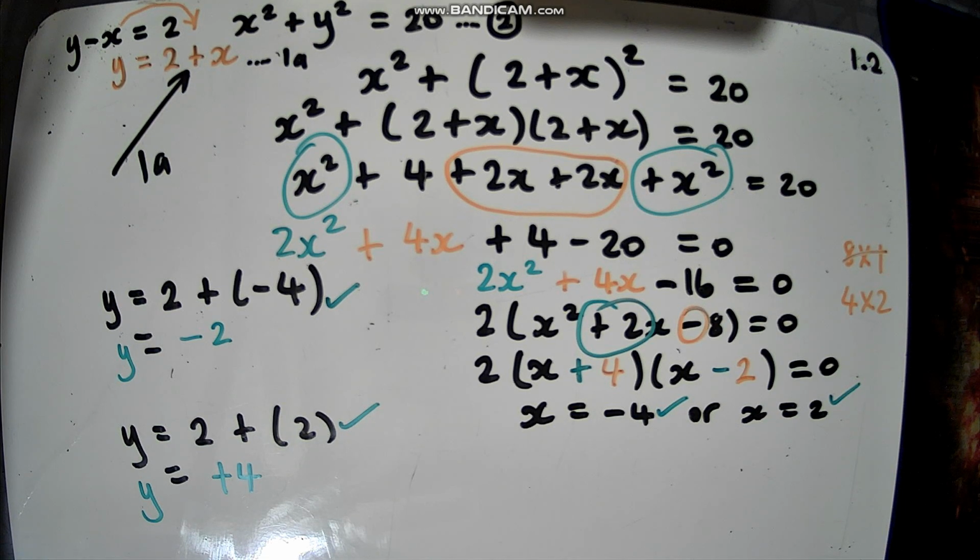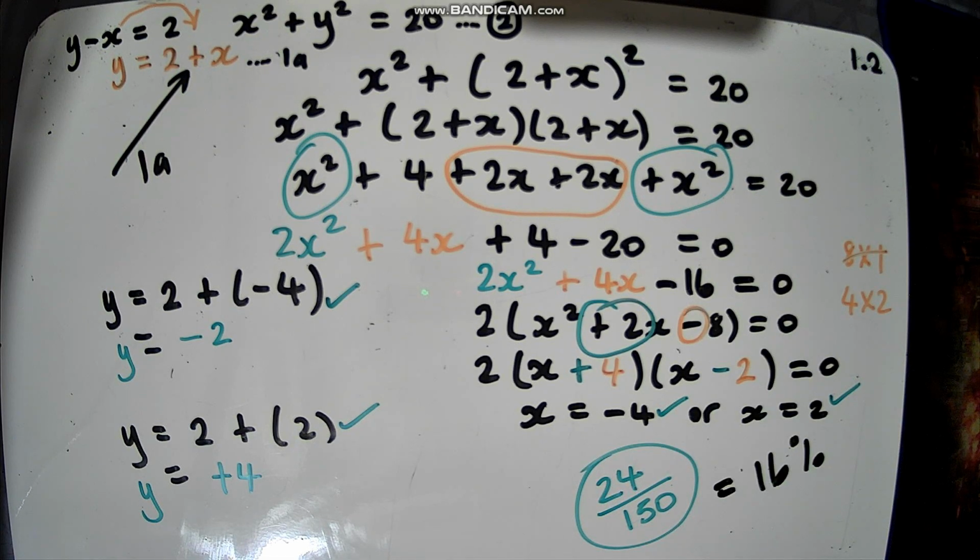So if you have this whole section done, you have at this moment about 22 to 24 out of 150 if you can have all of this correct. And this alone is 16% achieved already.